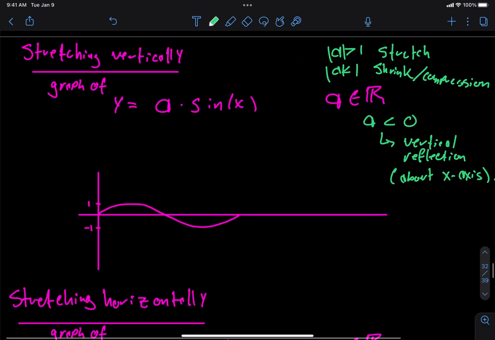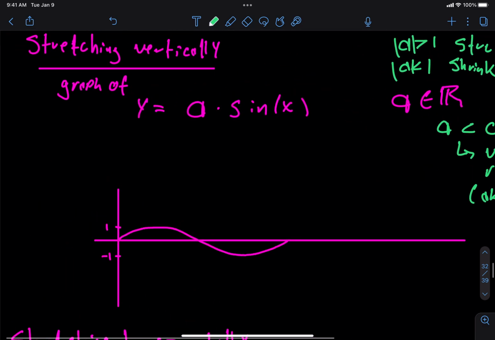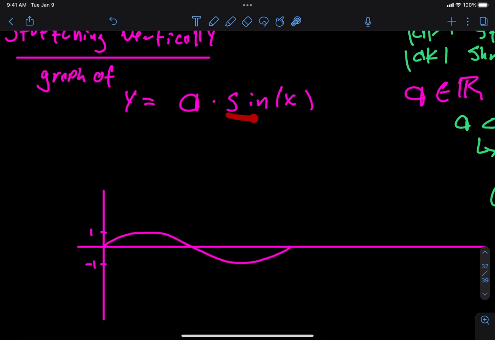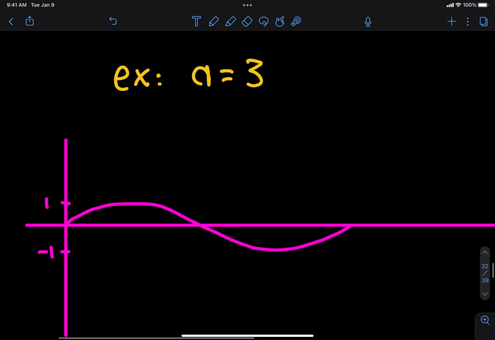Okay, so let's see what's going to happen. Well, we're just going to stretch by a factor of a, and we know how high sine gets. How high does sine get? It goes up to 1, and then maybe down to -1. That's as big as it gets. So let's do an example with a equals 3. What would that look like? Well, basically, I know that the peak of this thing, and actually every single point, is going to have its height multiplied by 3, okay?